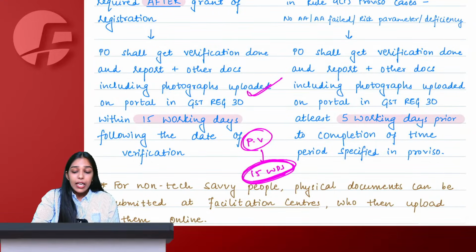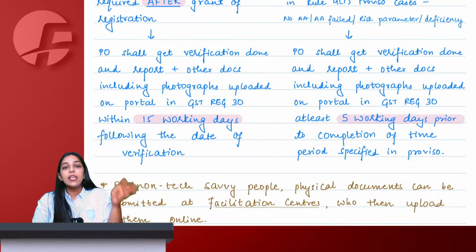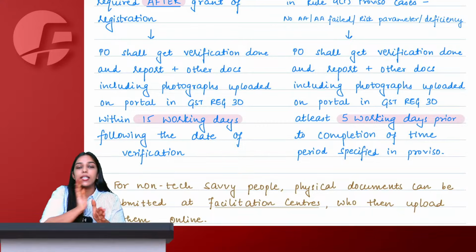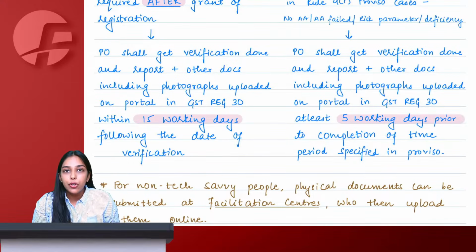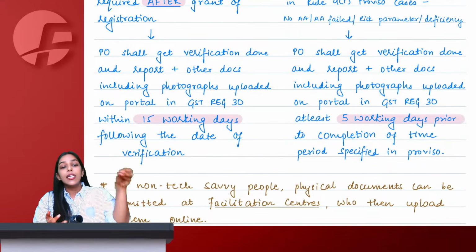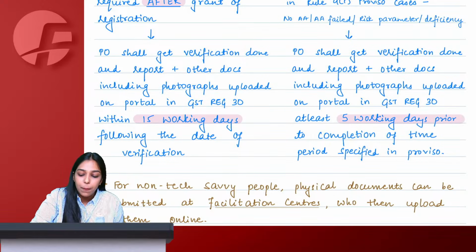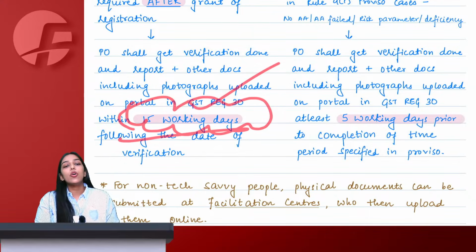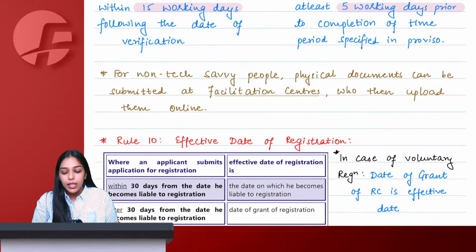See, if physical verification is done before granting you registration, then whatever is the last date to grant you registration, at least 5 working days prior to this date, they will have to upload the report. But if registration is already given to you, then there is no last date. The day on which such physical verification is done, within 15 working days from there, the officer will upload the report online on the portal in GST REG 30.